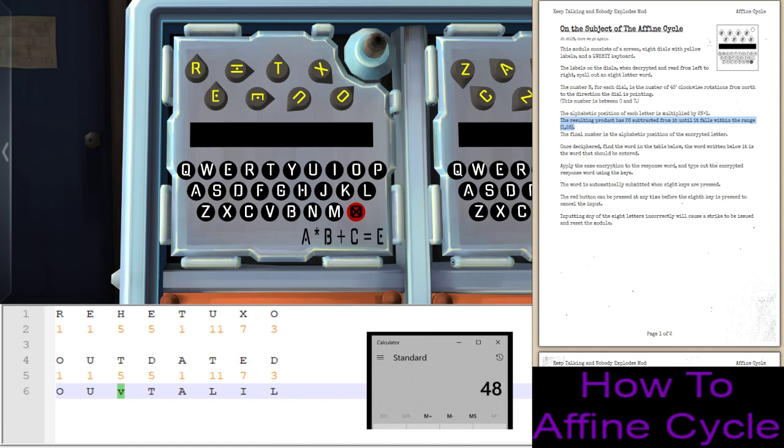Could I have multiplied by 5 and gotten 48? Well, no. I'm looking for something that's a multiple of 5. So that doesn't work. That doesn't work. That, however, is a multiple of 5. And if I divide by 5, that means I started with a 20. That means I started with a T. So that's going to be how we decode, which is our first step.